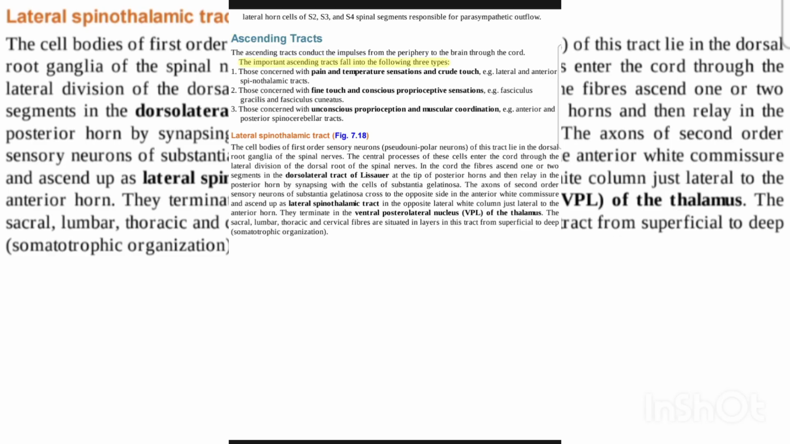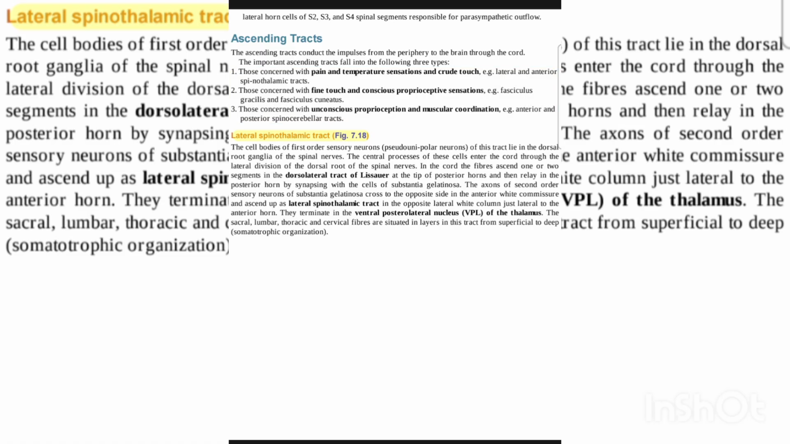Ascending tracts. The important ascending tracts fall into the following three types. 1. Those concerned with pain and temperature sensations and crude touch, e.g. lateral and anterior spinothalamic tract. 2. Those concerned with fine touch and conscious proprioceptive sensations, e.g. fasciculus gracilis and fasciculus cuneatus. 3. Those concerned with unconscious proprioception and muscular coordination, e.g. anterior and posterior spinocerebellar tract.